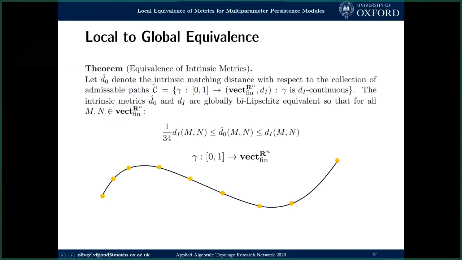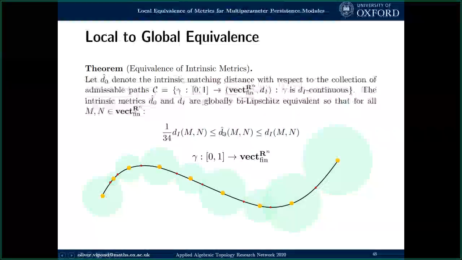So just a quick sketch of how this global equivalence of metrics proof goes. Well, we have a local equivalence result, which means that if we're given any path in our space of multiparameter persistence modules, we have some local neighbourhood where our lower bound holds. And so we can find some partition which covers our path using compactness. And then if we take a finer partition which jumps between these local neighbourhoods within which our inequality holds locally, then we in fact induce a global result.